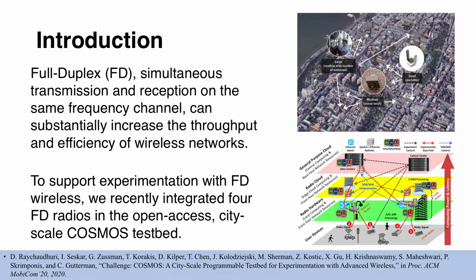Full duplex wireless, where devices may communicate simultaneously on the same frequency channel, has the potential to increase data rates and wireless spectrum efficiency. To improve accessibility to experimentation in full duplex, we integrated 4 full duplex radios based on a transceiver design from the Columbia Flexicon project in the open access city-scale Cosmos testbed.